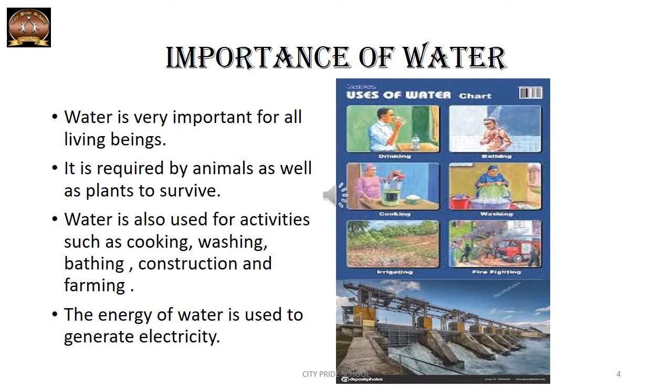So now we have seen the different sources of water and how much water is available on the earth. But how is water important? Water is very important for all living beings. It is required by animals as well as plants to survive. It is used by human beings for different activities such as cooking, washing, bathing, construction and farming. And even the flowing water, or water falling from great heights, is used to generate electricity in hydroelectric power stations. So this is how water is very important to all living things.